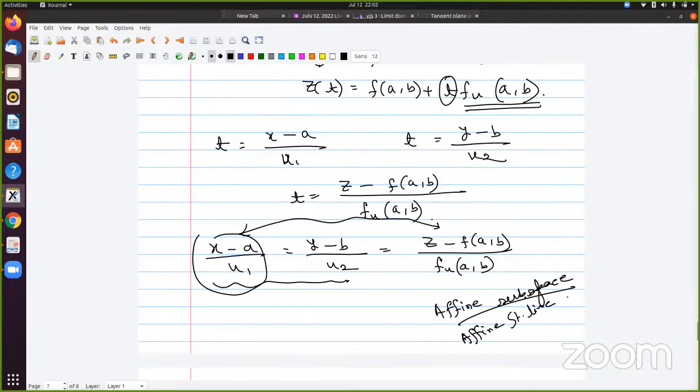Okay? So affine subspace is basically a better term for this. Let it be there. And the dimension of the affine subspace is same as the dimension of the subspace. So dimension is 1. Clear? So this is the equation of a straight line which is passing through the point a comma b comma f of a comma b. Because we are trying to find a tangent at this point a comma b.